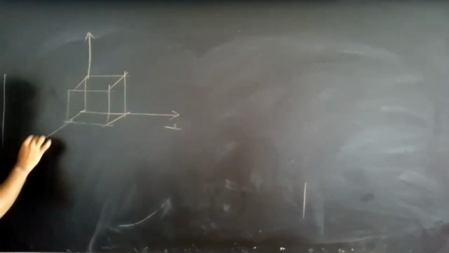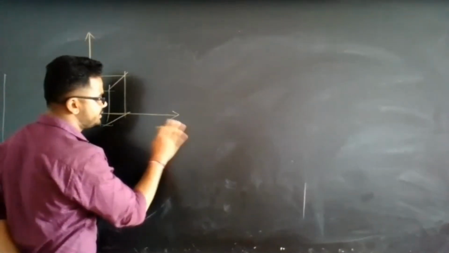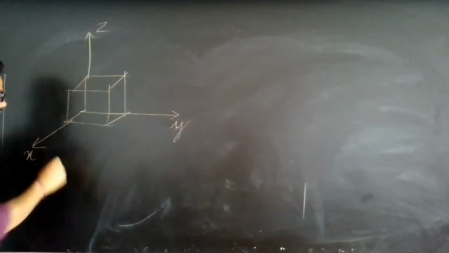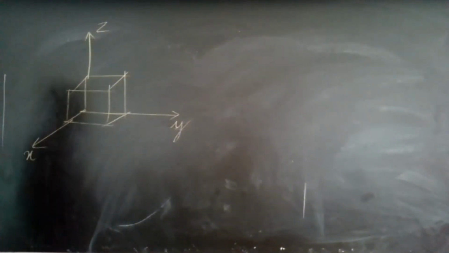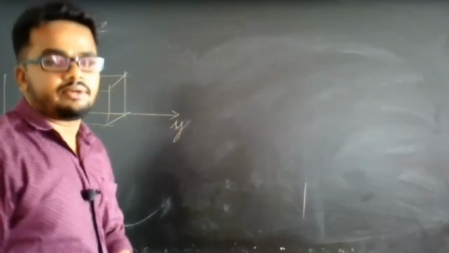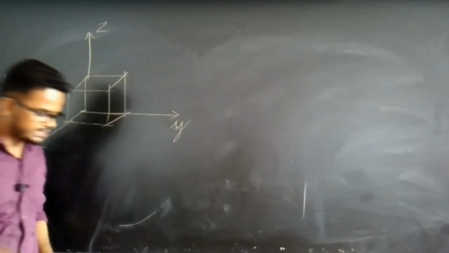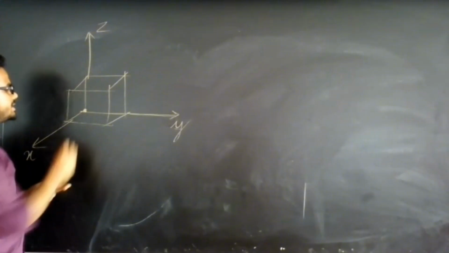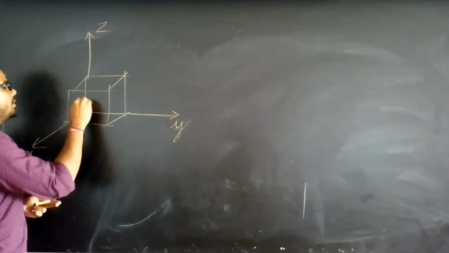This let me call as x-axis. This let me call as y-axis. This let me call as z-axis. X-axis, y-axis and z-axis. Are you imagining a 3D figure now, my dear students? I'll consider this is the origin. Origin of 0, 0, 0.